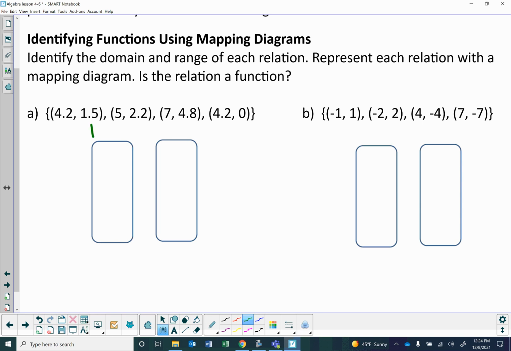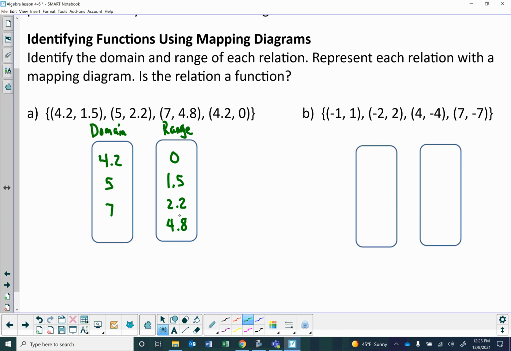So this would be my domain, and this is going to be my range. Remember, domain is your x values, and range is your y values. So I have 4.2, and I have 5, and then I have 7, and then 4.2 repeats itself, so I don't need to write it down twice. Okay, I'm going to put my range values in here from smallest to largest because I put my domain in from smallest to largest. I'm going to do the same thing with my range. My smallest range is 0. Then I have a 1.5 and a 2.2. And last but not least, I have a 4.8.